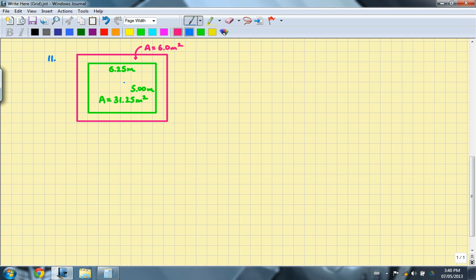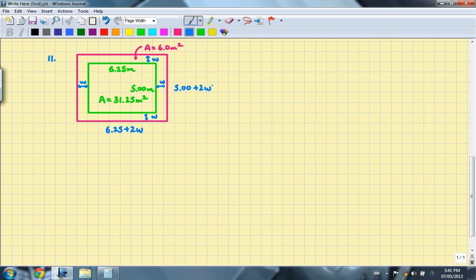Okay, and the first thing that we need to do is to calculate what is the total width on the outer rectangle. In this case, it's going to be 6.25 plus 2w. Remember, there's a w on either side. Okay, and at the top and the bottom as well, because it is supposed to be uniform width. So over here, this would be 5.0 plus 2w.